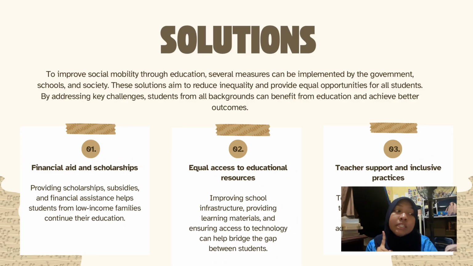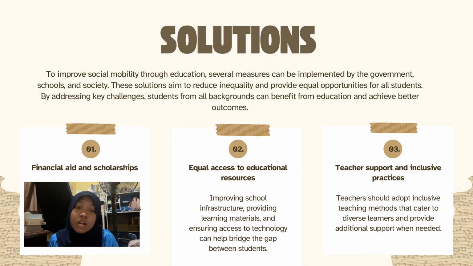First, we have financial aid and scholarships. By providing scholarships, subsidies, and financial assistance, it can help students from low-income families to continue their education. And next, we have equal access to educational resources. It can improve students' infrastructure, provide learning materials, and ensure access to technology that can help bridge the gap between students.